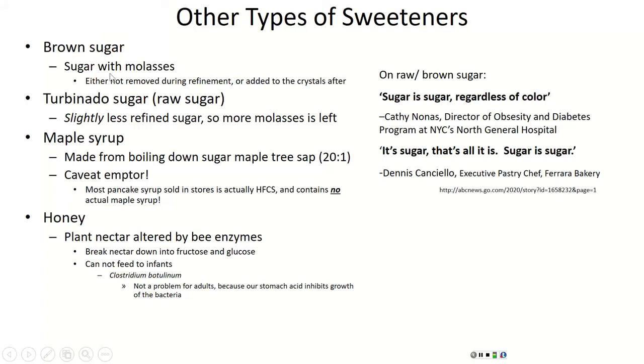Turbinado raw sugar, we already talked about this idea. These are really just brown sugars. It's just white sugar mixed with a little bit of molasses still. Maple syrup, that's more of a natural product because, again, they're just going to boil it down, but you are left with a lot of simple sugars.